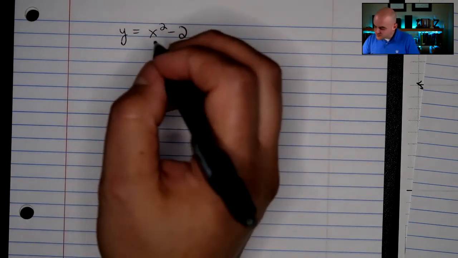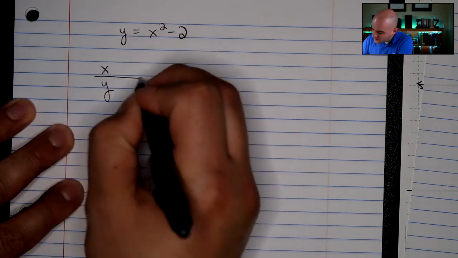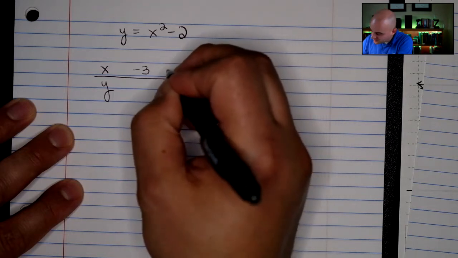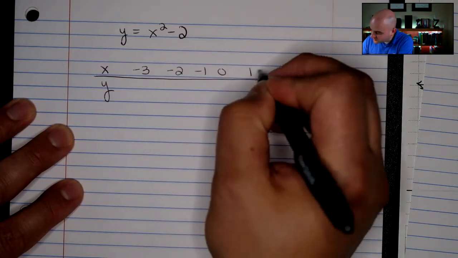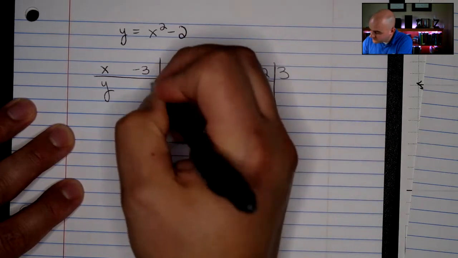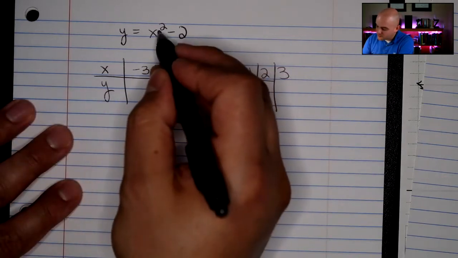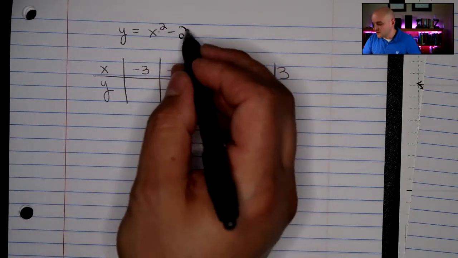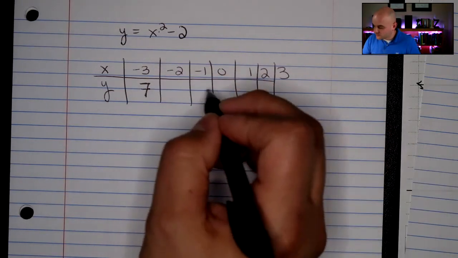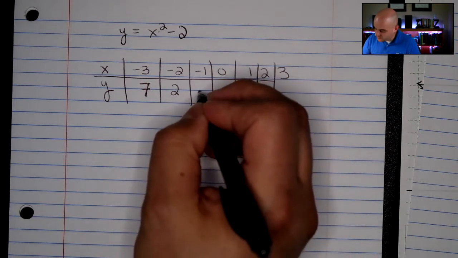So with this, go ahead and make a chart that goes like this, X and Y. And for our X values, we're going to use -3, -2, -1, 0, 1, 2, 3. And so when X is -3, we're going to square it. We get +9, and 9 minus 2 is 7. Go through and fill out the rest of the chart. So you can pause the video and do that. I'm just going to write it out right here.